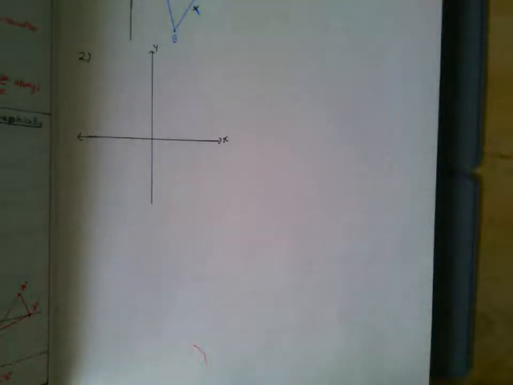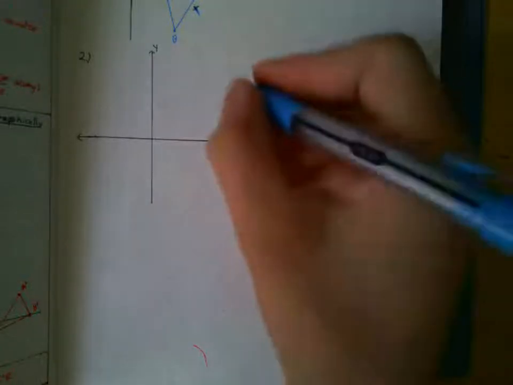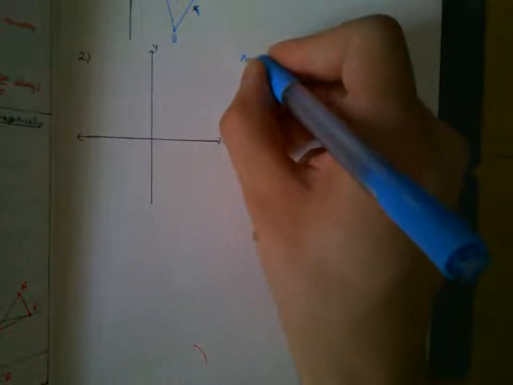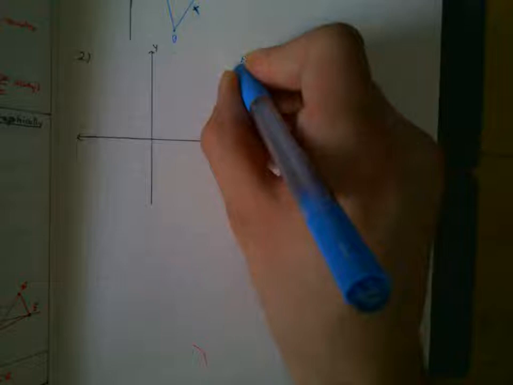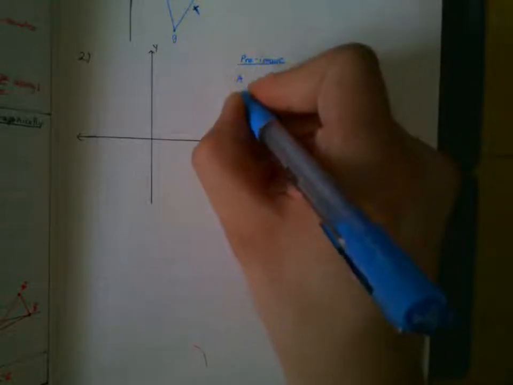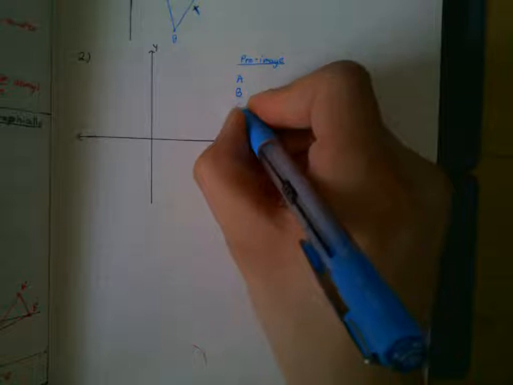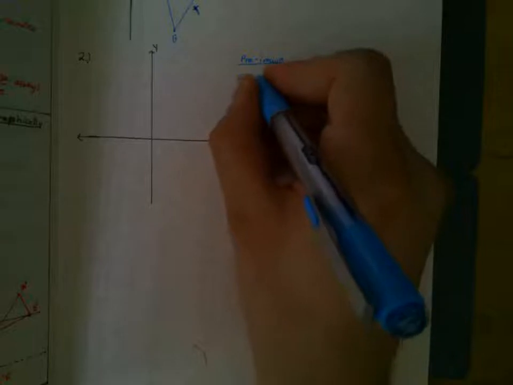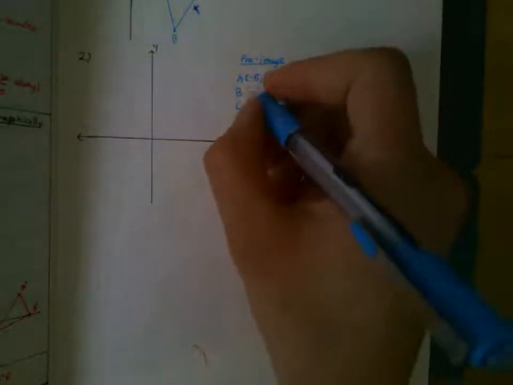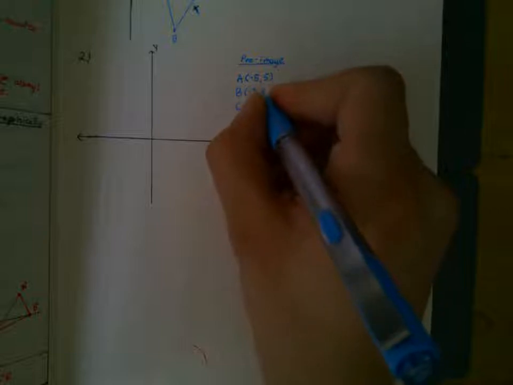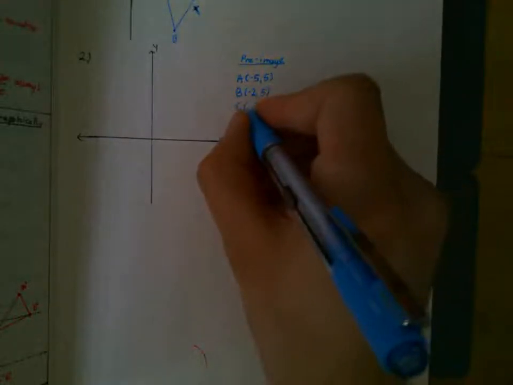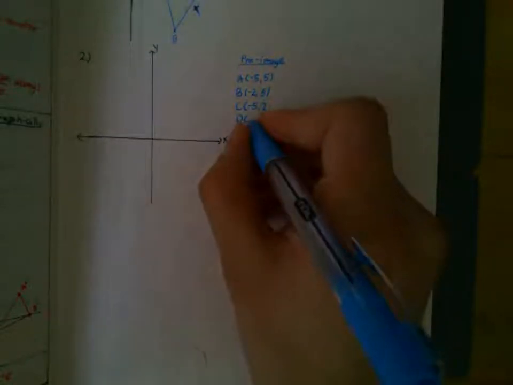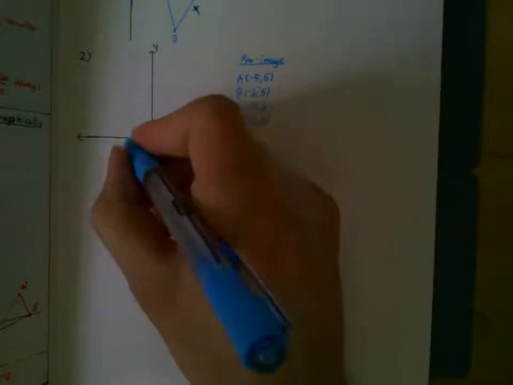Let's say that I have a square with the starting values again, where my pre-image is A, B, and C, where A is -5, 5, B is -2, 5, C is -5, 2, and I forgot D, which is going to be -2, 2. So over 2, up 2.